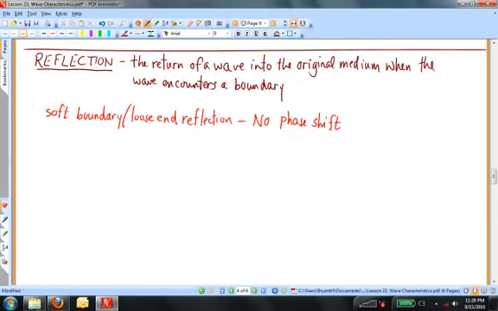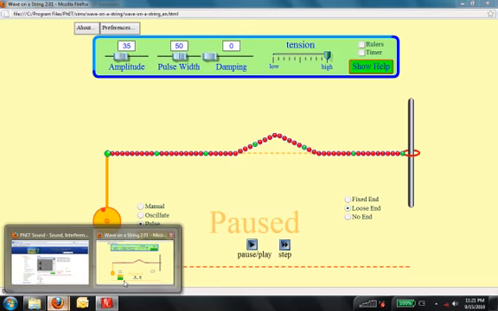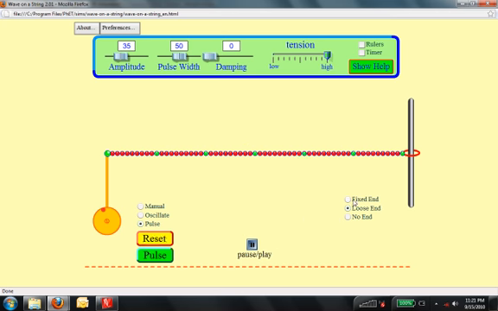When I send a pulse or a wave down and it encounters a soft boundary, the reflected wave experiences no phase shift. If I send a crest down, I'm going to get a crest back. If I send a trough down, I'm going to get a trough back. This is likewise true for longitudinal waves. If I send a compression down and it hits a soft boundary, I'm going to get a compression that reflects. Or if I send a rarefaction down and it hits a soft boundary, then a rarefaction is going to come back. The opposite thing happens when I put in a fixed end.